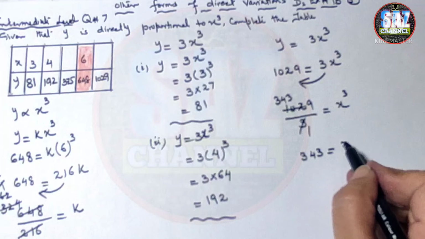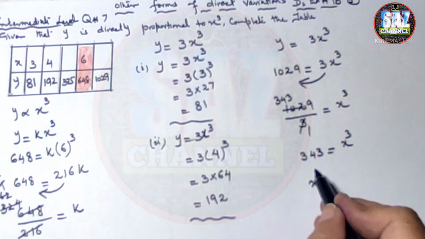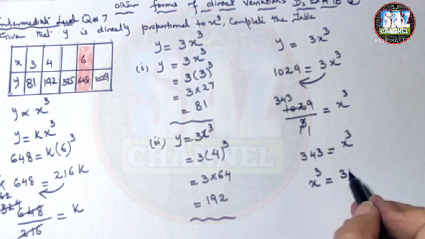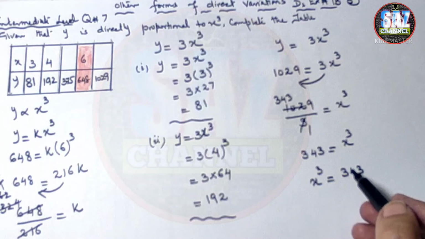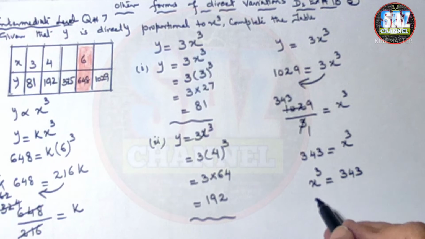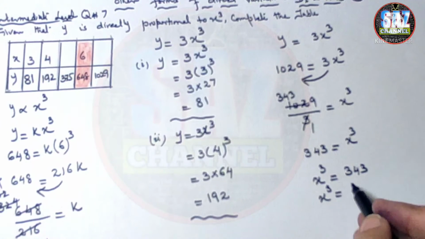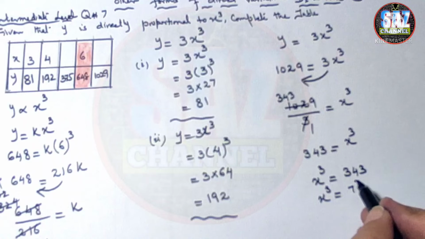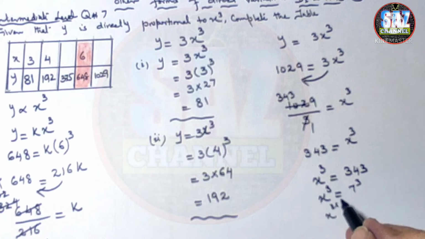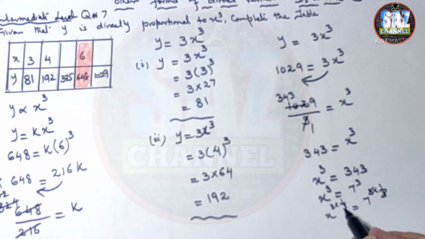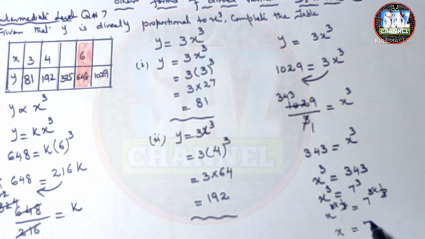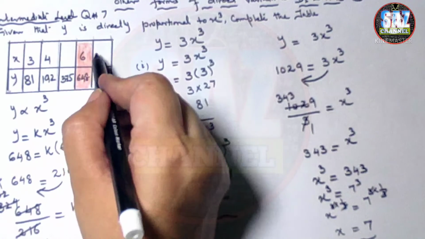343 and x cube. Now I have to think about the number whose cube is 343. Let me check. 2 cubed is 8, 3 cubed is 27, 4 cubed is 64, 5 cubed is 125, 6 cubed is 216, and I hope this is 7 cubed. 7 cubed. Then I have to remove this cube, so I take the cube root. x equals 7.